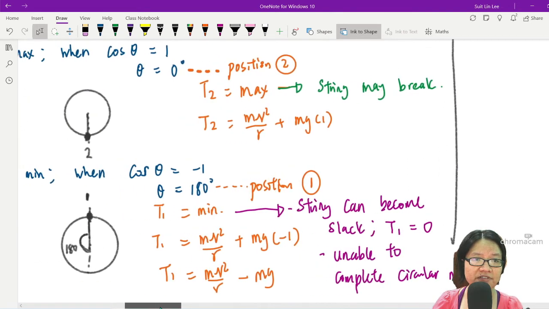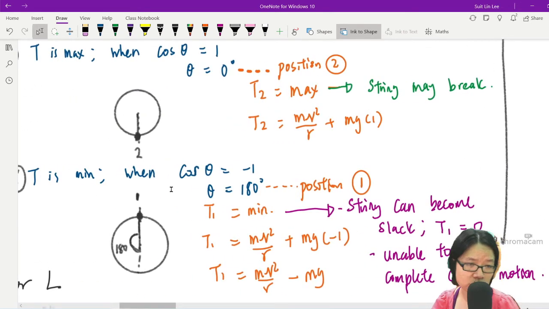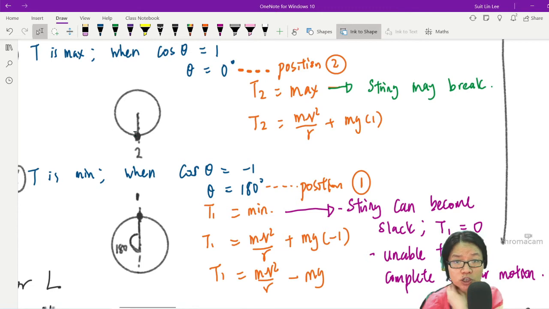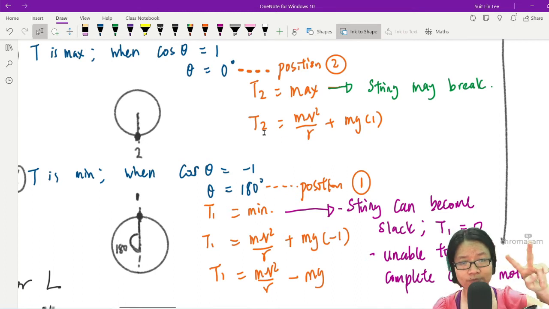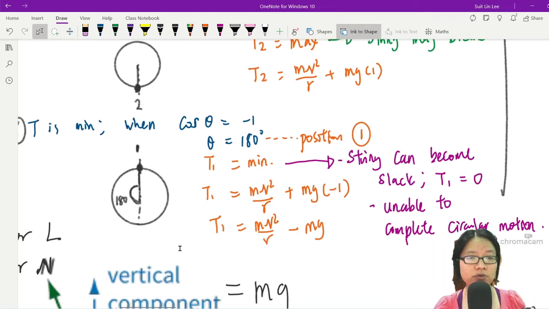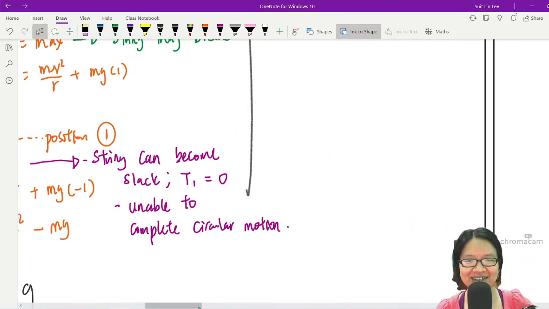Okay, so what is important for you to know is the limiting factors. The first limiting factor I talk about is if the string is going to break, it will break at the lowest position. The reason why tension is the strongest here is because tension does two jobs. One force does two jobs. This force has to be big. The reason why this tension is minimum here is because two forces do one job, so the tension is small. It's very nice.